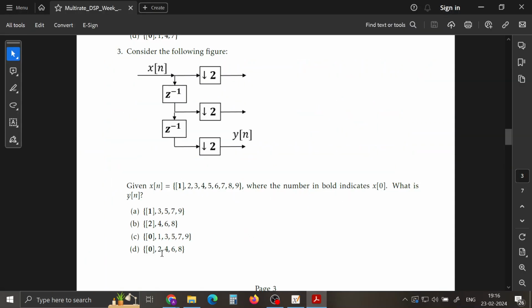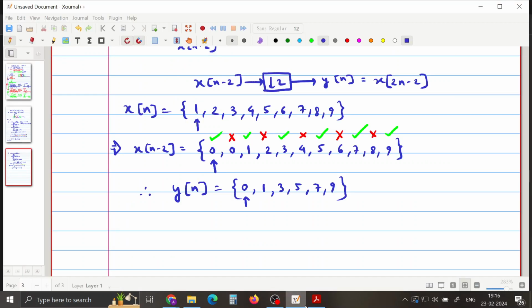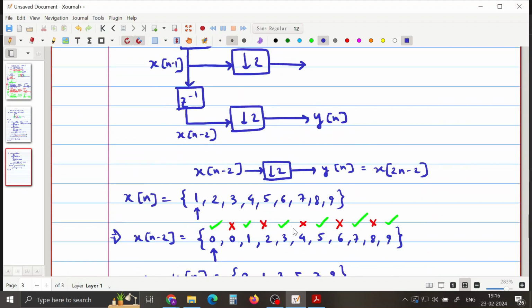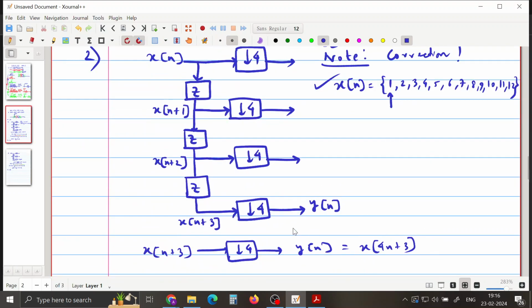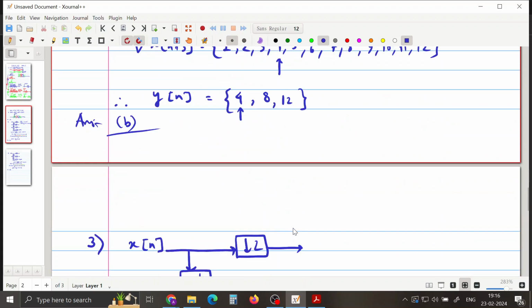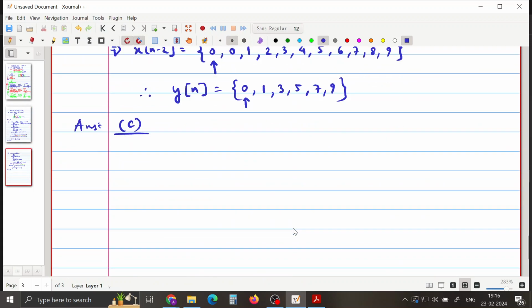And if you check with the options, it is option C, 0, 1, 3, 5, 7, 9. So our answer is option C. Okay, these two are similar problems. Okay, now let's move on to the fourth one.